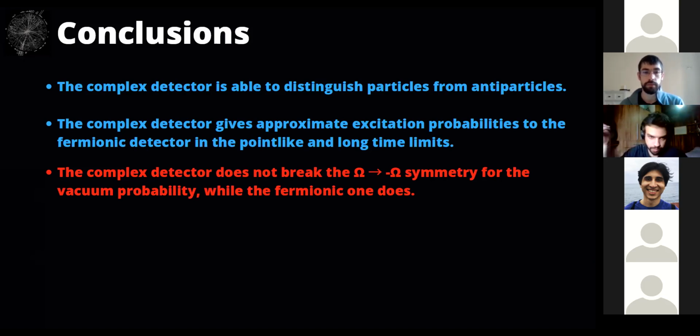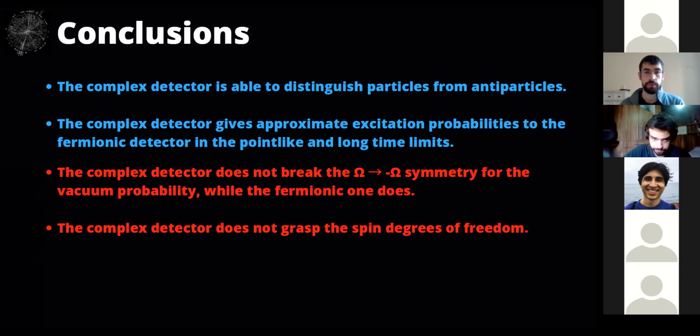Now, the thing that is not grasped by this detector is the fact that it doesn't break the omega to minus omega symmetry in the vacuum, while the fermionic one does. And this complex detector is not able to grasp the spin degrees of freedom, of course, the polarization ones and all of this part. But once again, this is expected, right?